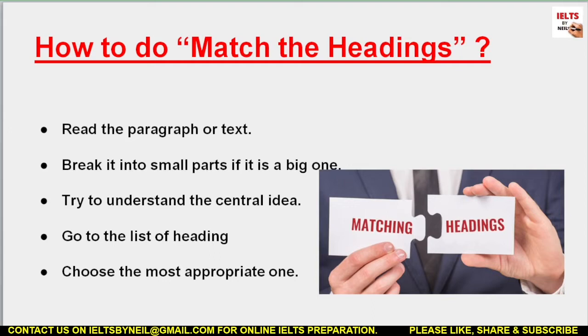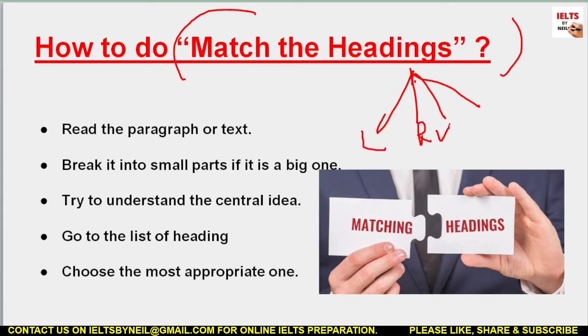Today we are going to discuss one of the very important types of questions in the IELTS reading section, which is match the headings. As you know, IELTS has 4 sections: listening, reading, writing and speaking. In the reading section there are many types of questions, and one of them, the most difficult for most of the students, is matching the headings. So we are going to try to cover all the questions regarding match the headings.